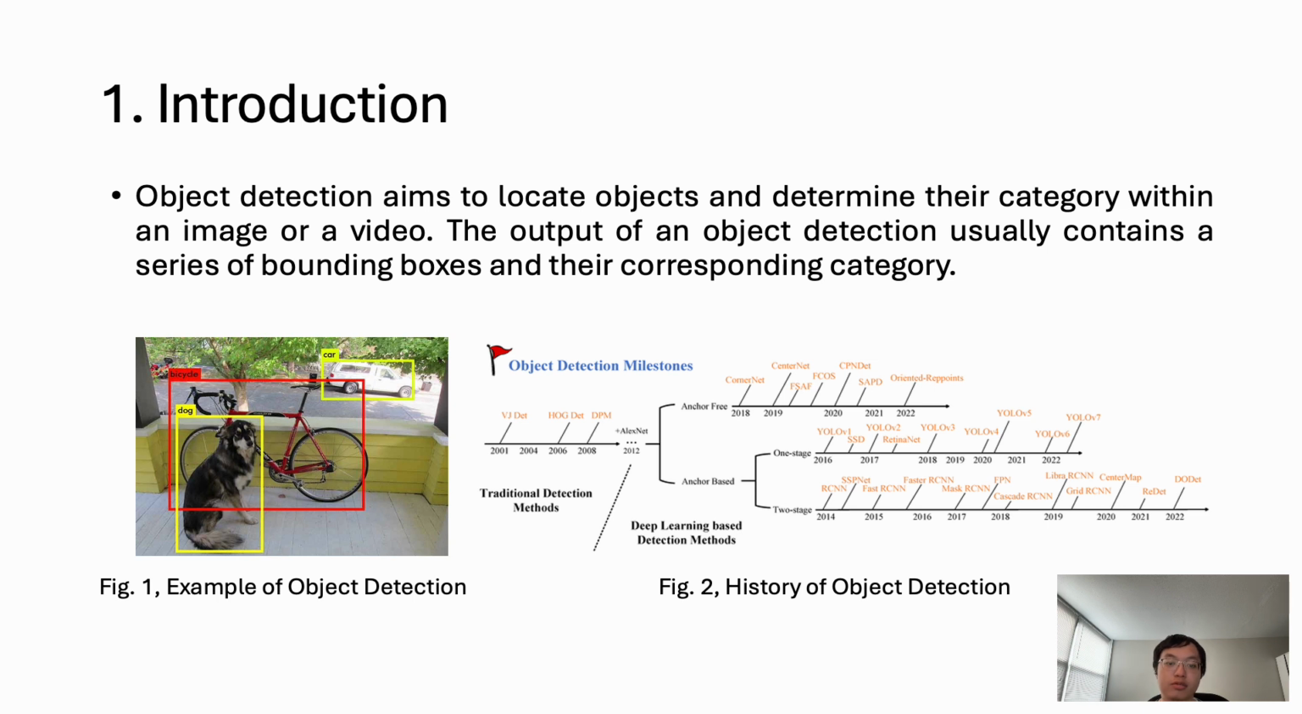Before the introduction of deep learning, the milestone of AlexNet, most of the approaches were using traditional methods such as sliding windows and handcrafted features. After the introduction of deep learning and deep convolutional neural networks, researchers are using image classification networks to extract features.